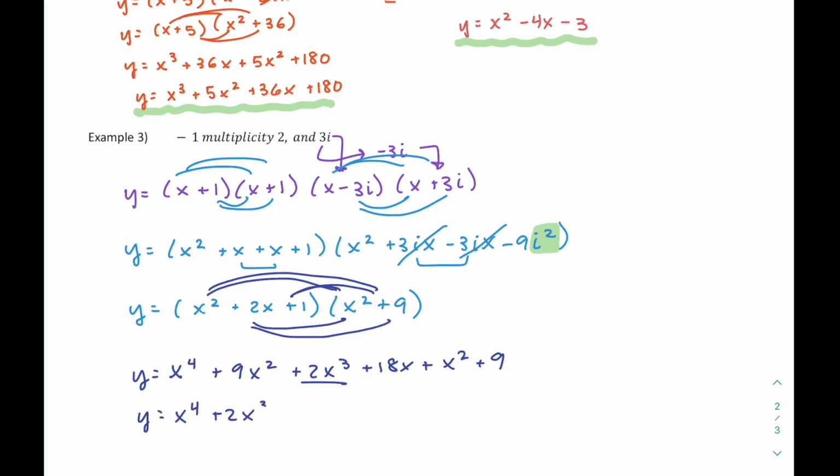And then I do have some like terms that can be combined. So x to the 4th, plus 2x to the 3rd, 10x to the 2nd, plus 18x plus 9. All right, so that's it.